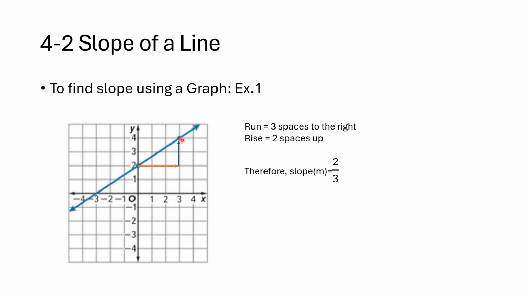So our rise is 2, our run is 3. Therefore, slope, which we use m to signify, will be 2 over 3, rise over run. So 2 over 3, 2/3. That is the slope of this entire line.